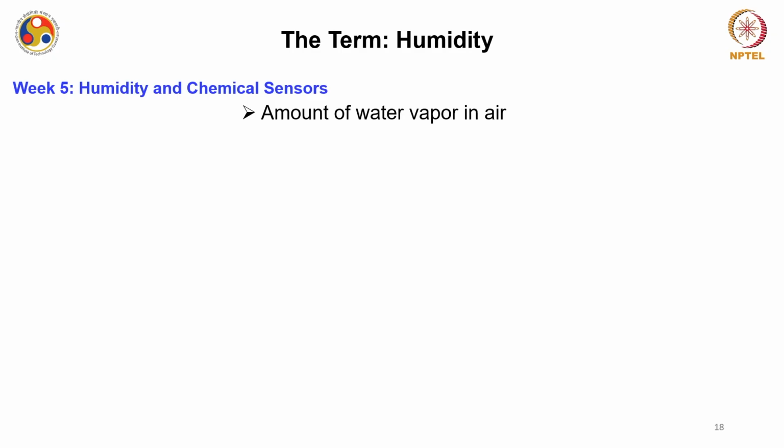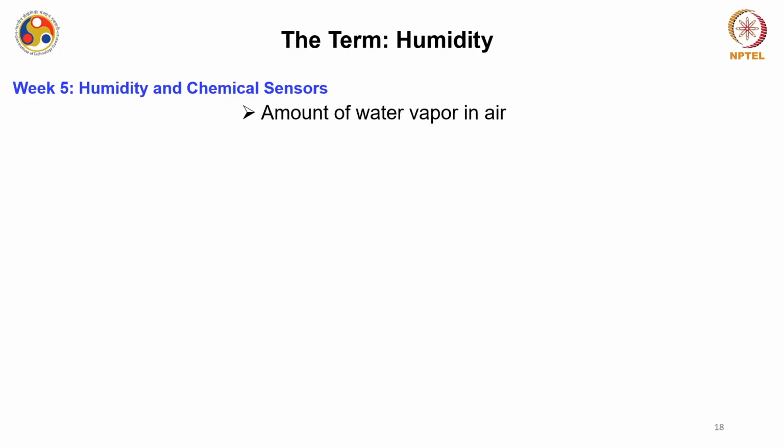Then we have discussed the fifth module, which had two different components. One was a physical sensor, which was the humidity sensor, and the second was a chemical sensor, which mostly includes the gas sensors or toxic element sensors.